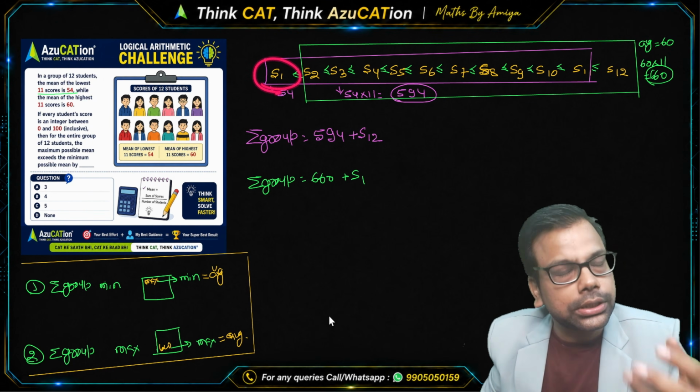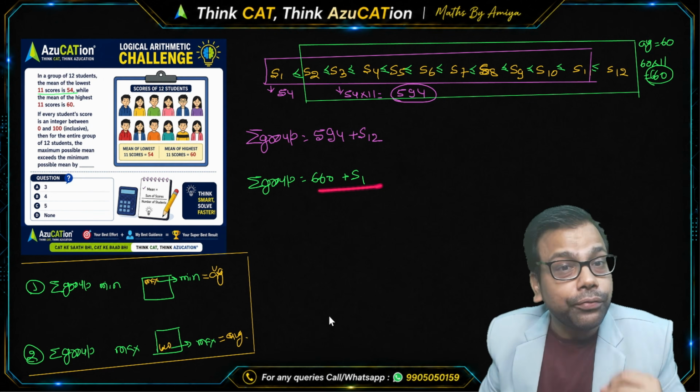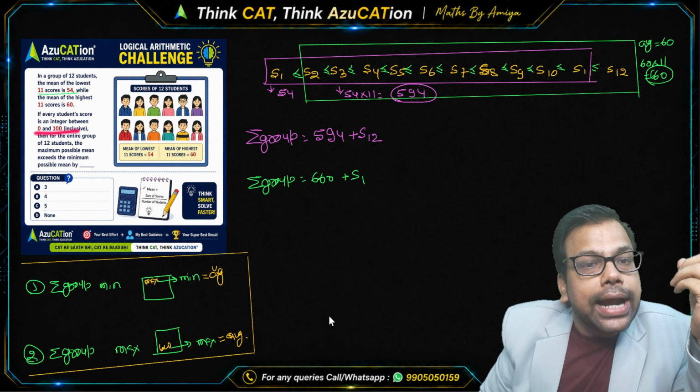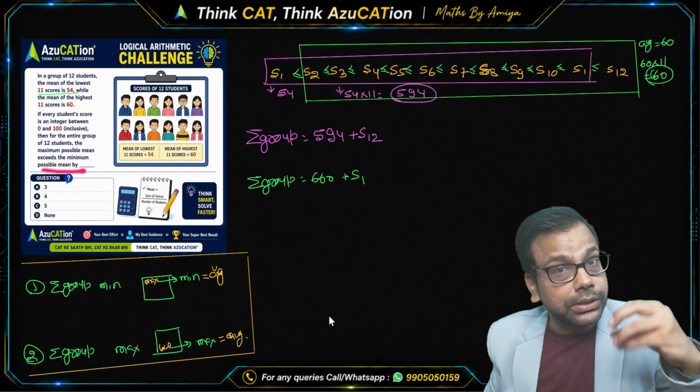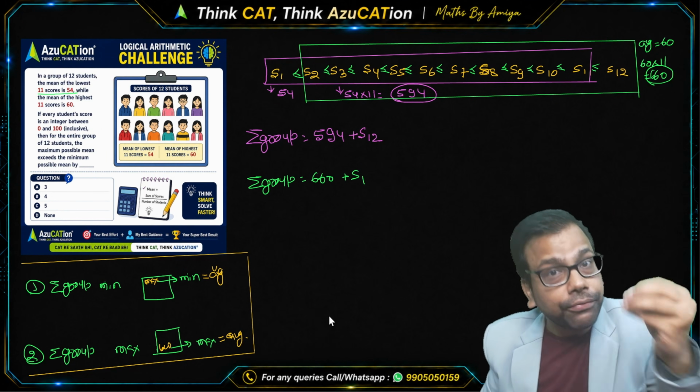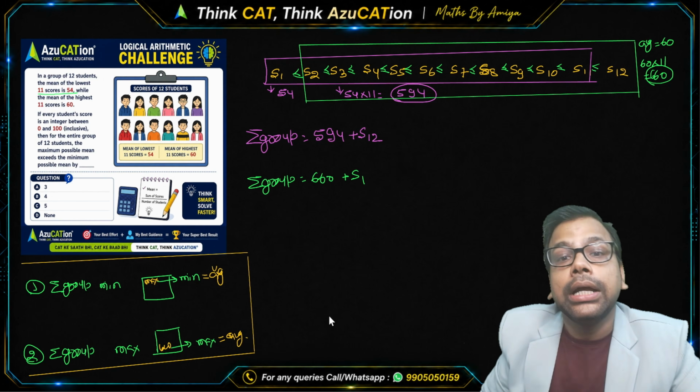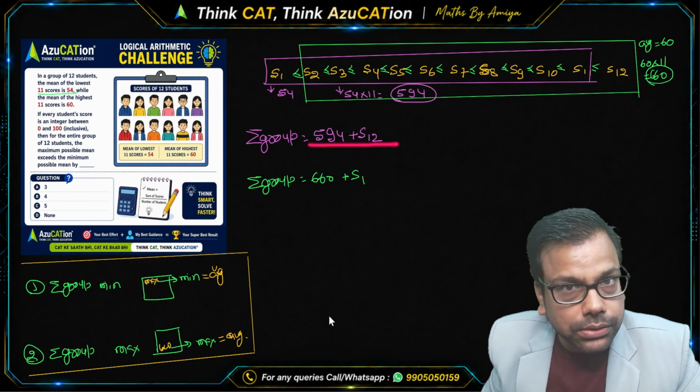And we include the smallest part, that is S1. Now we need to find the entire average, 0 to 11. For the entire group of the 12 students, the maximum possible mean exceeds the minimum possible mean. Means we need to find the maximum possible mean and the minimum possible mean. Now understand the summation part first.